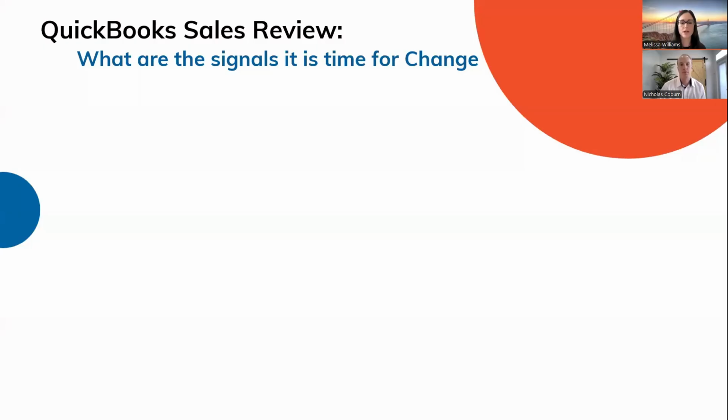Let's jump over to talking a bit about sales reports. What would you say are the signals that suggest changes need to be made to either a sales or pricing strategy?